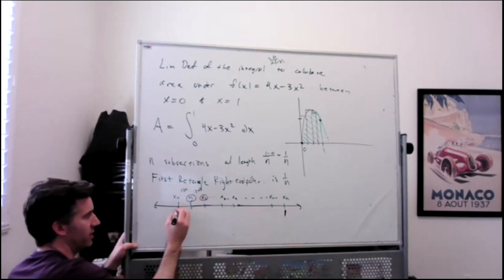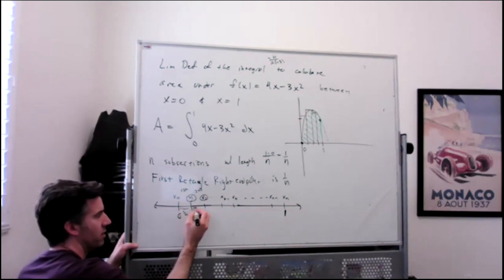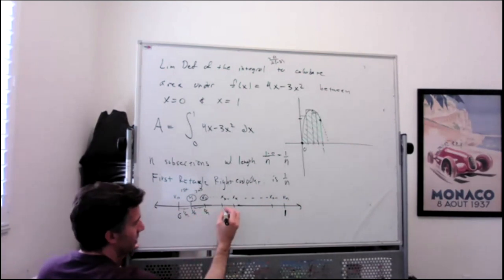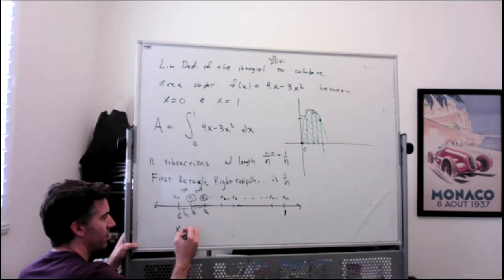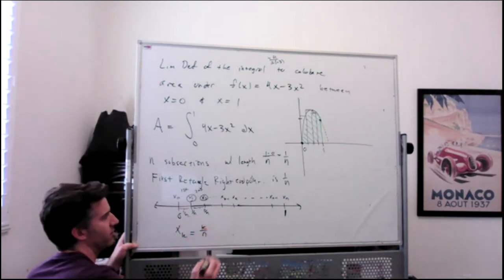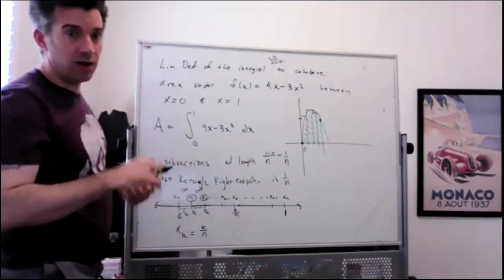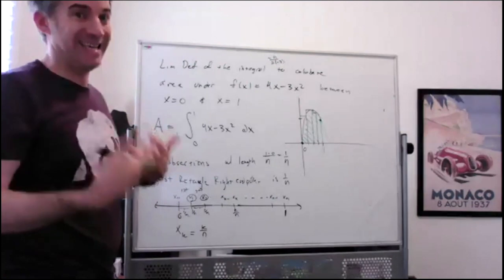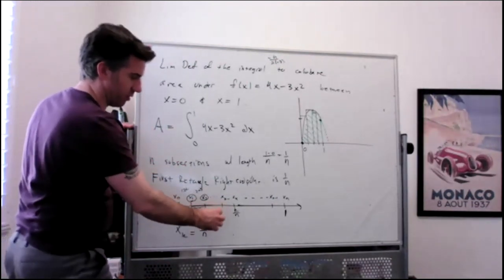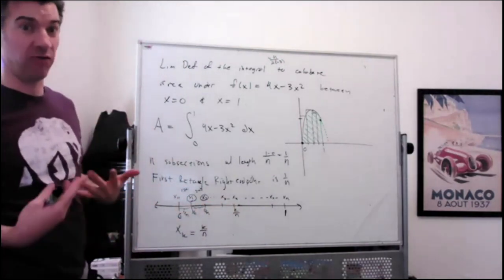And x sub 1, this length is 1 over n, so it's 1 over n. This length is 1 over n, so that's 2 over n. So x sub k is looking like k over n. Right, because we've just gone 1 over n, k times: 1 over n plus 1 over n plus 1 over n, k times, is going to give you k times 1 over n, which is k over n.